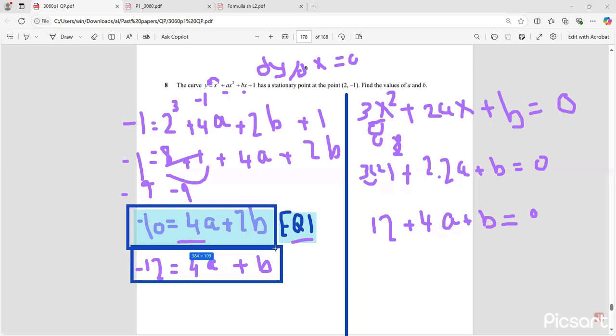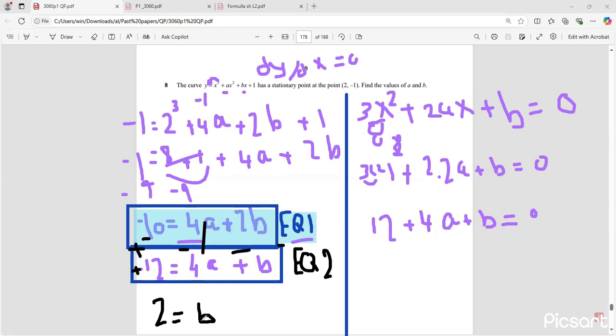So I'm going to do equation 1 minus equation 2. I'm going to change all the signs. Negative 10 plus 12, plus this was positive. It was minus minus, to be positive, so it is 2. 4a minus 4a we're going to cancel, and 2b minus b equals b.